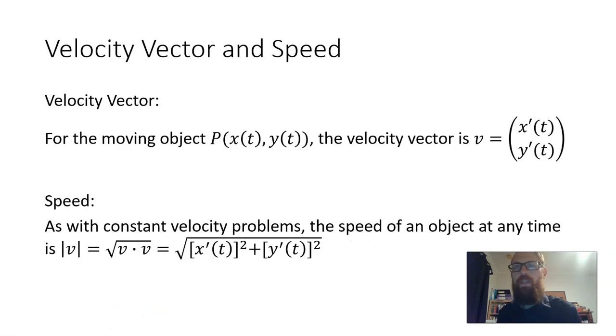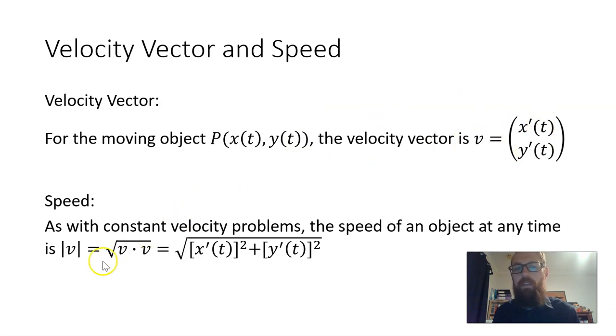So we're interested in a few things about these types of curves. The first one is the velocity vector. If we've got an object moving and we're calling that p of t, and the x component is changing with time, and the y component is changing with time, the velocity vector, so how fast it's moving, is the derivative of each of those parts. So the x component of the velocity vector is the derivative of x, and the y component is the derivative of y. Now that's for the velocity vector.